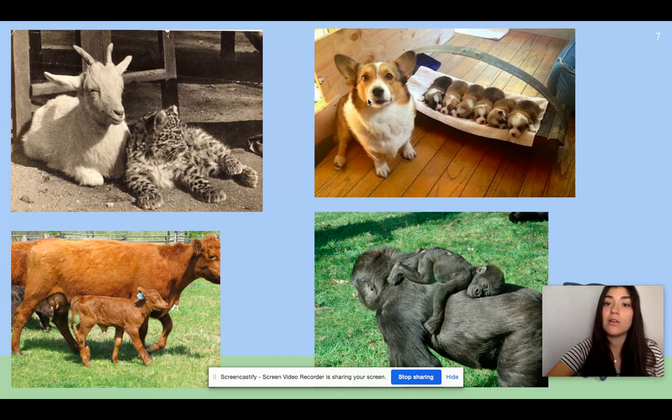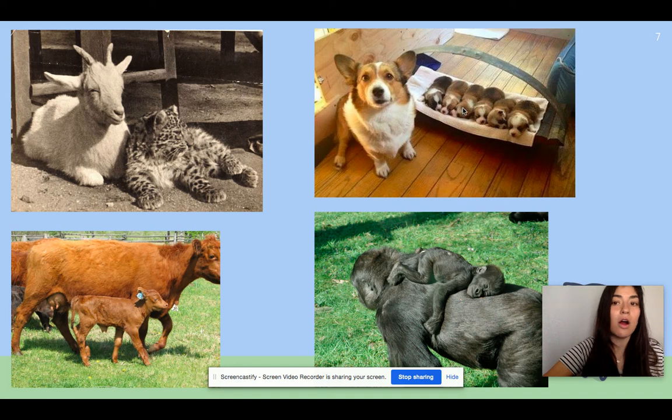We see here, we're observing with our eyes that these puppies are the babies to this dog. And this cow looks very similar to this cow. And this little gorilla looks very similar to this gorilla. These two animals don't look anything alike.